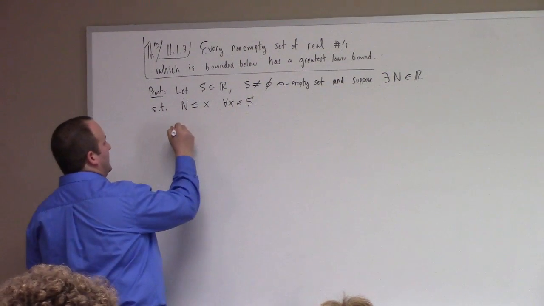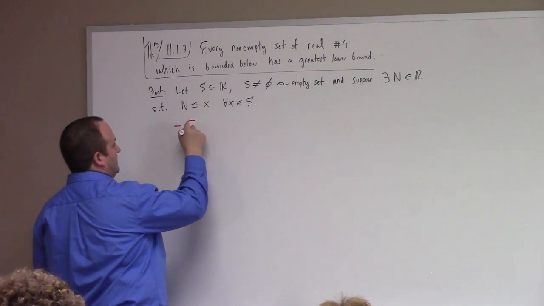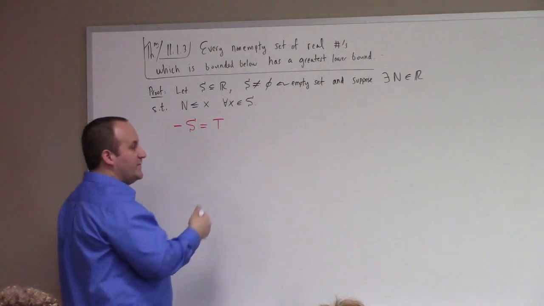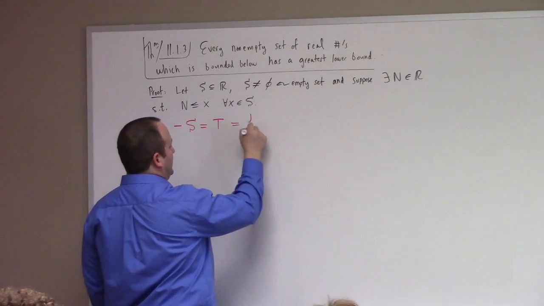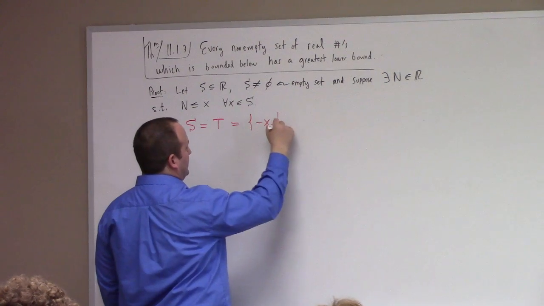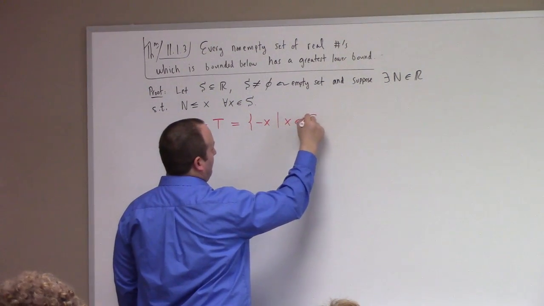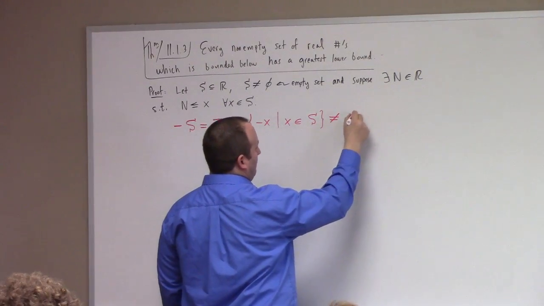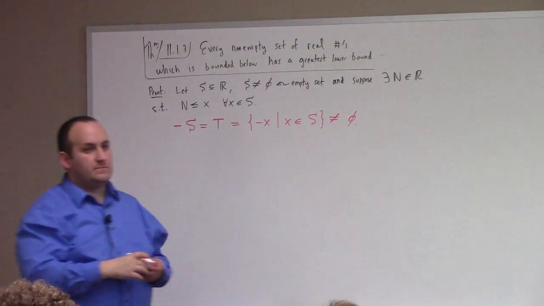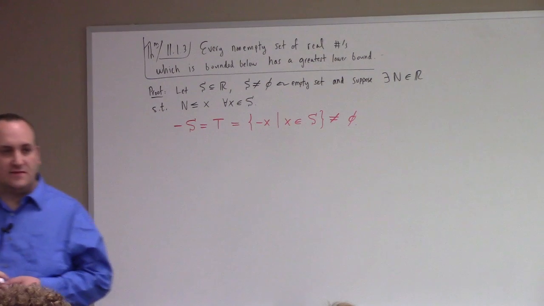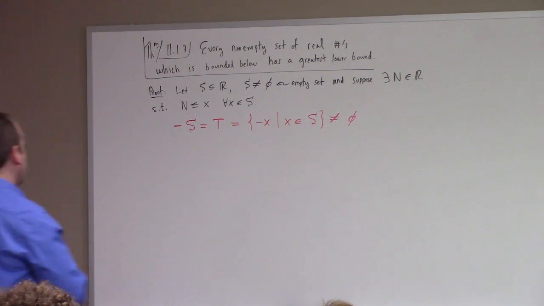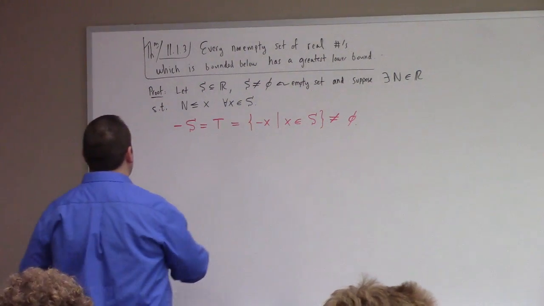Let's see here. How about this? Minus S. You could define, I'm going to call it T just to give it a more formal name. This is going to be the set of minus x such that x is an element of S. I would point out immediately this is a non-empty set. It's a set of negatives of S.